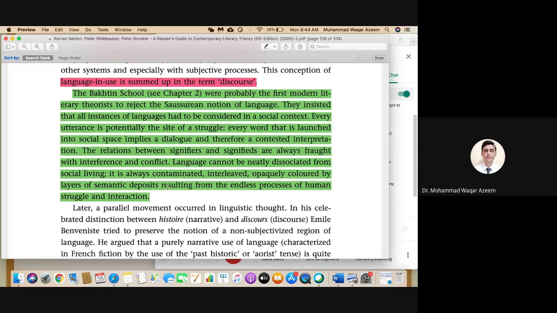struggle and interaction. So there are so many interferences in the process of articulation when a subject articulates, right? And the subject exists in society, in a social space at the same time. So therefore, when language is articulated, it is already contaminated by other systems which surround an individual.